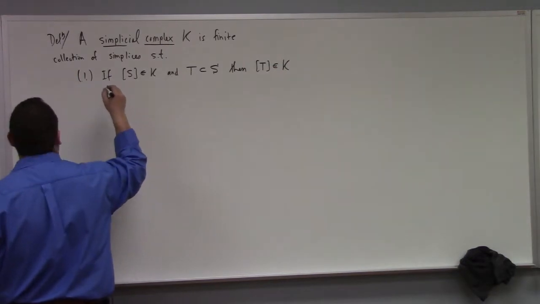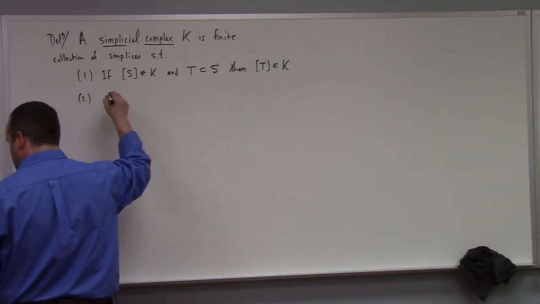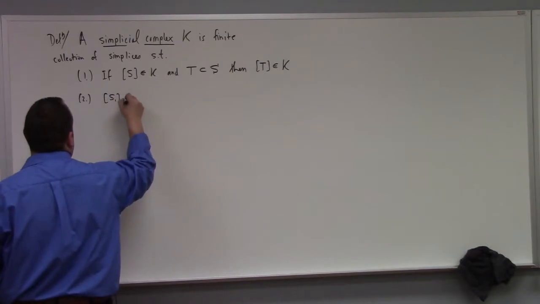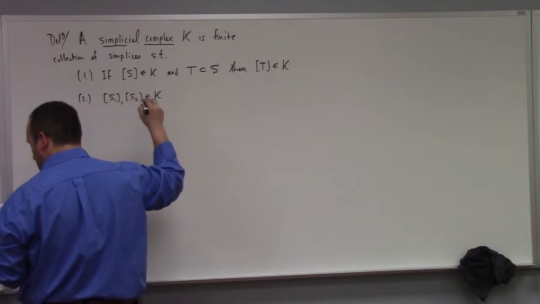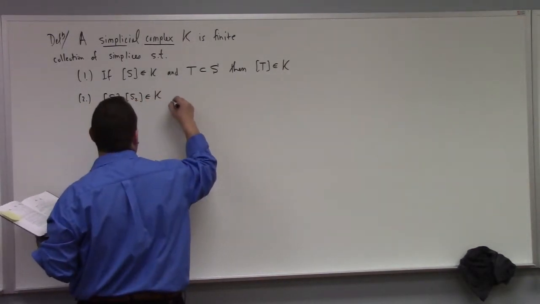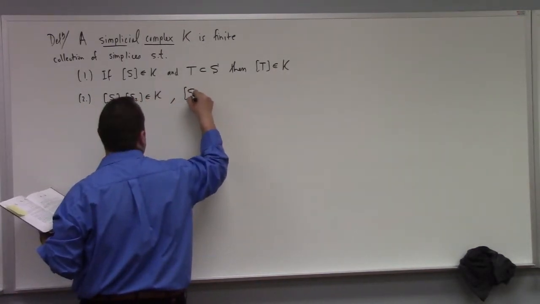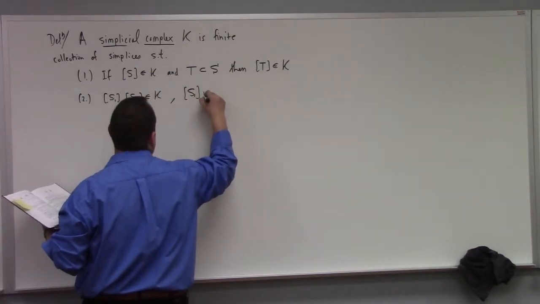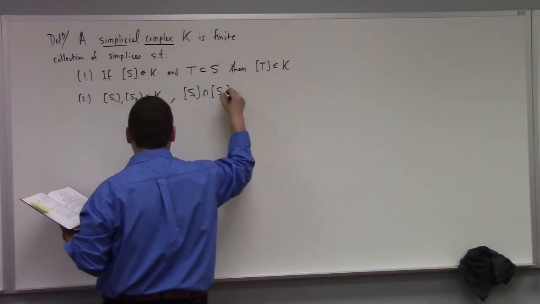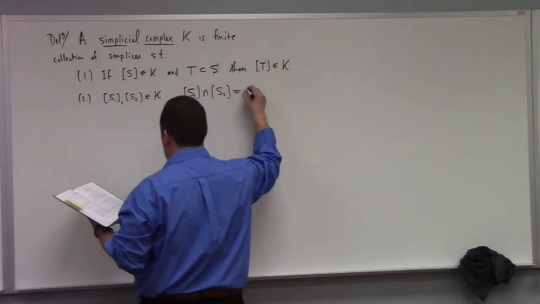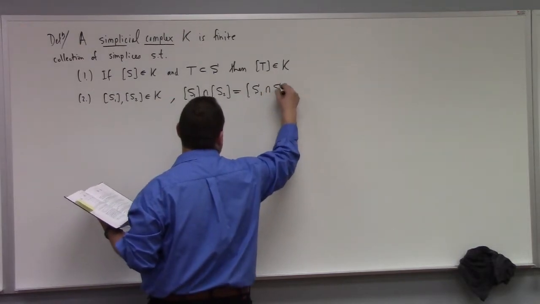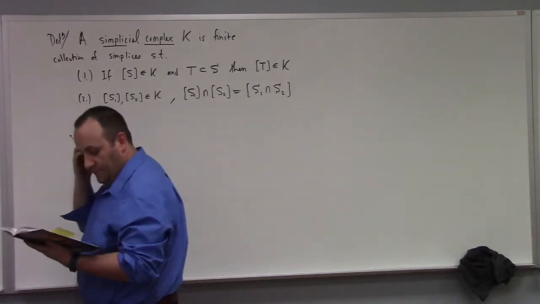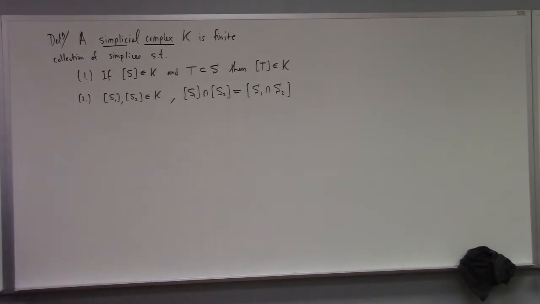And two, if you took any two simplices in the simplicial complex, then if we look at S1 intersect with the simplex generated by S2, we get the simplex formed by the intersection of the vertices. What that says is that if two simplices meet, they do so along a mutual face.